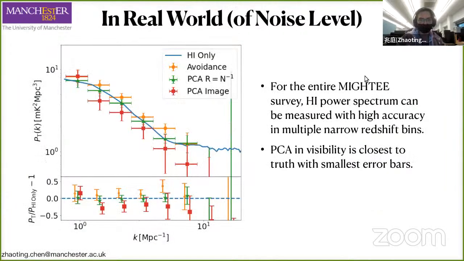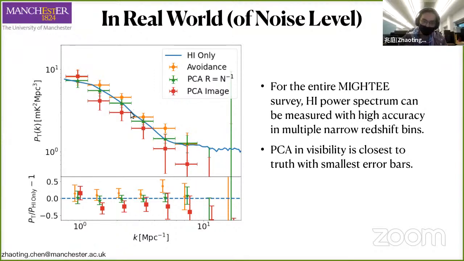But anyway, so now it's for a sort of real world thermal noise level. And this is just the forecast for our more simulation pipeline. So these error bars assume a thermal noise level that's consistent with the entire MIGHTY survey, which is ongoing and is producing some results. So for the entire MIGHTY survey, we believe that the H1 power spectrum can be measured with high accuracy. And I remind you that this is a very narrow redshift bin. So we're able to probe the H1 evolution.